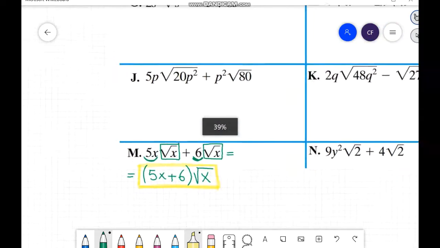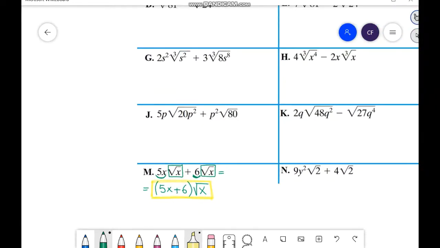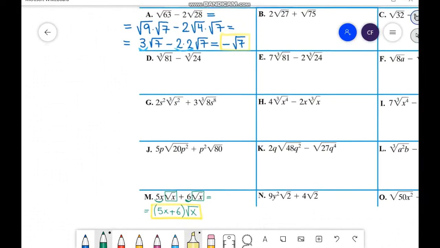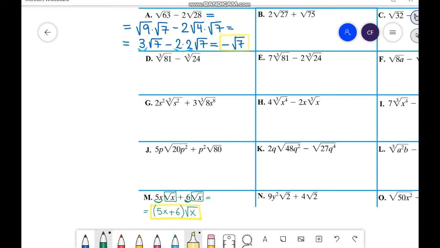Let me zoom out. Now we have letter A and letter M. Check if you can do all the questions by yourself. Give me 1 minute. I will check attendance, and after this minute, we can work together again, right?